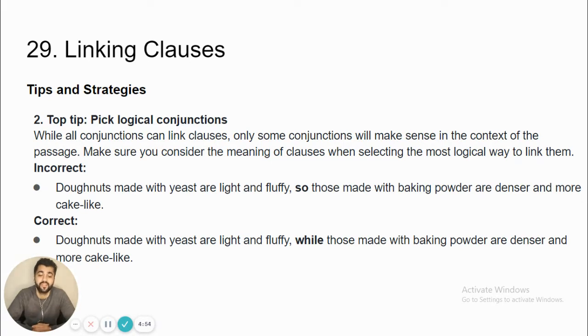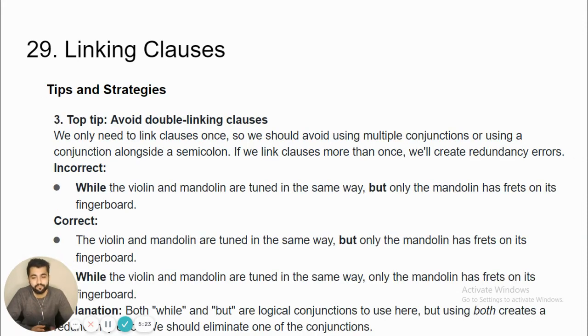Make sure you consider the meaning of the conjunctions while selecting the most logical way to link them. Donuts made with yeast are light and fluffy, comma, so those made with baking powder are denser and more cake-like. Here the "so" doesn't really make sense. We can use another conjunction. Donuts made with yeast are light and fluffy, comma, while those made with baking powder are denser and more cake-like.